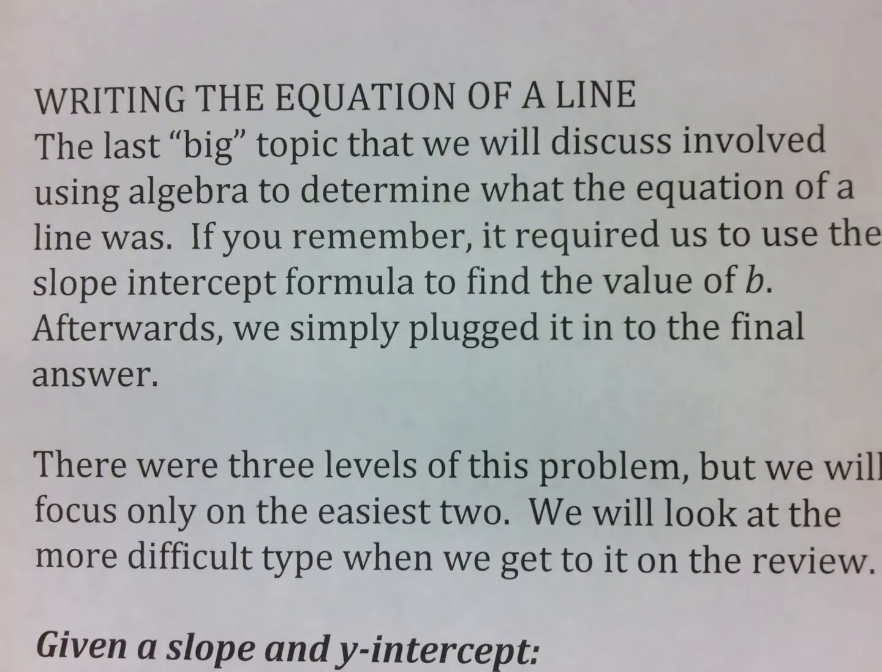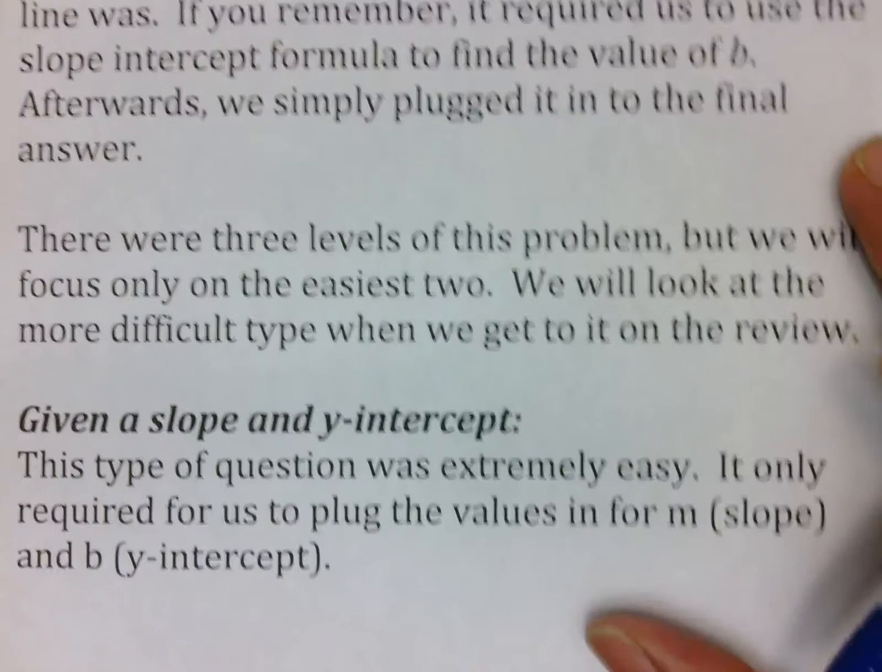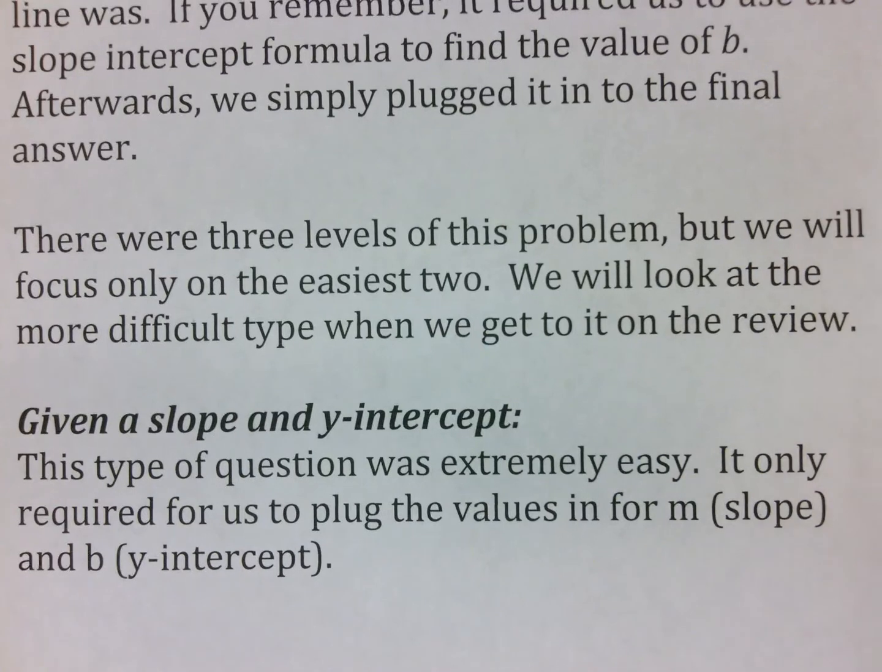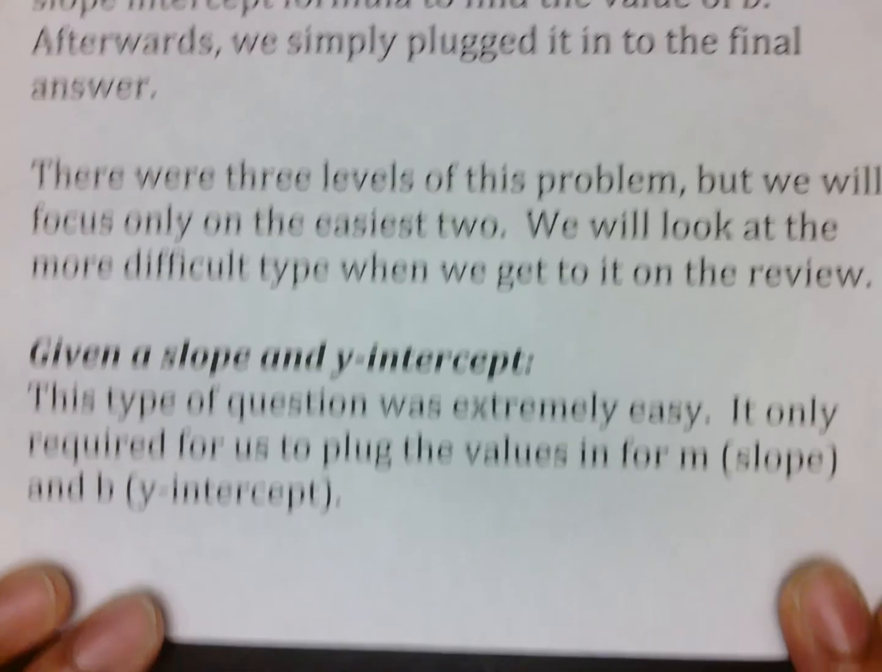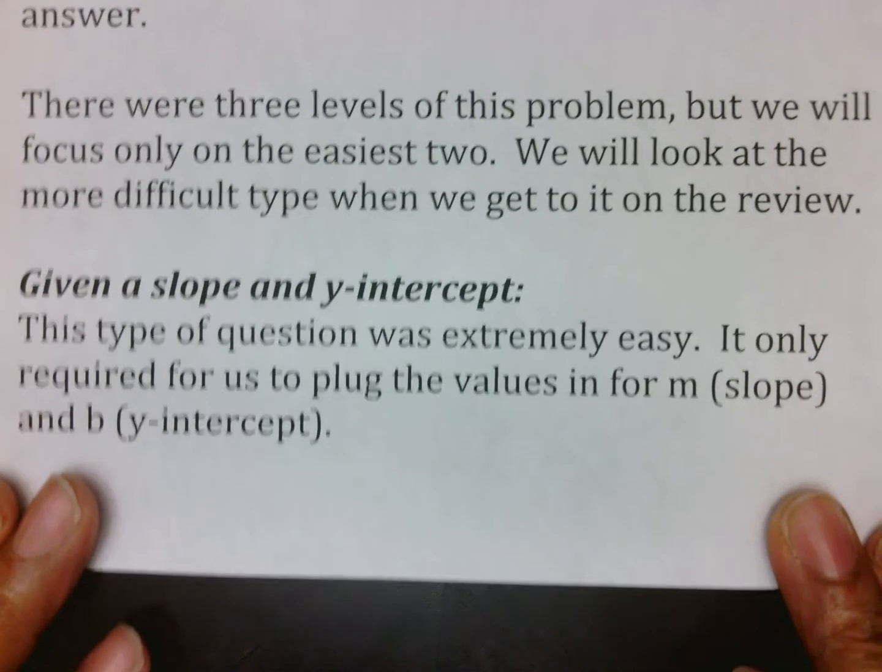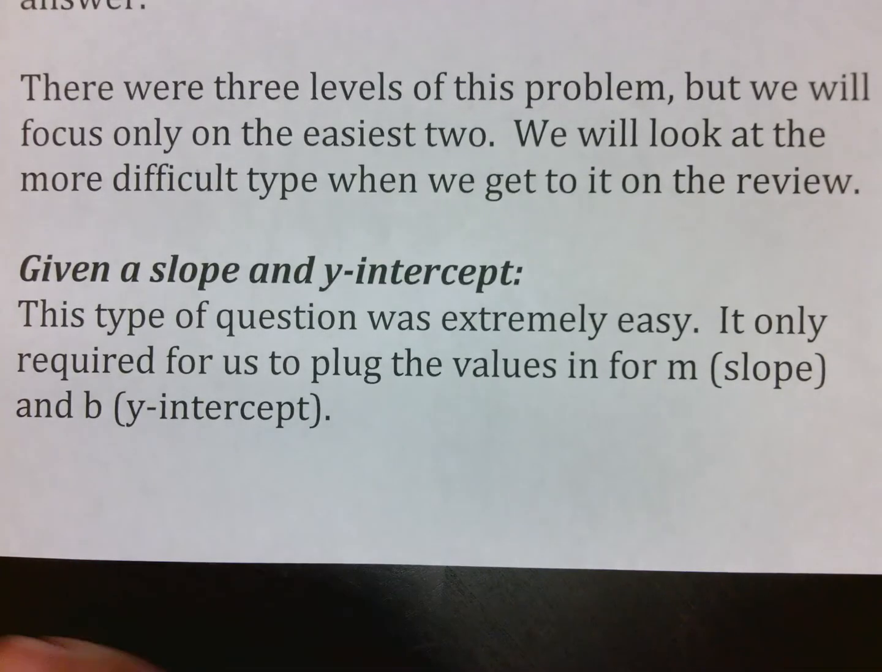Writing the equation of a line, the last big topic that we would discuss today, is going to involve using algebra to determine what the equation of a line was. If you remember, it required us to use the slope-intercept formula to find the value of b, and afterwards we simply plugged it into the final answer. There were 3 levels again to this type of problem, but we're only going to focus on the easiest 2 types. We'll look at the more difficult type when we actually get to that spot in the review, but again, this is something that you want to try to bring back to your memory so that we can be ready whenever it's time to review. Otherwise, we'll have to start from scratch, which is tough to do.